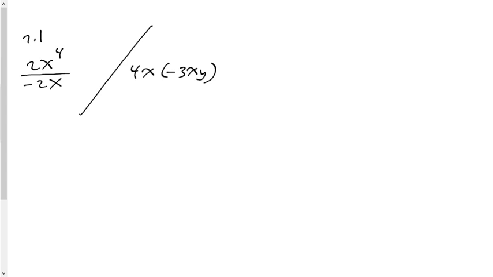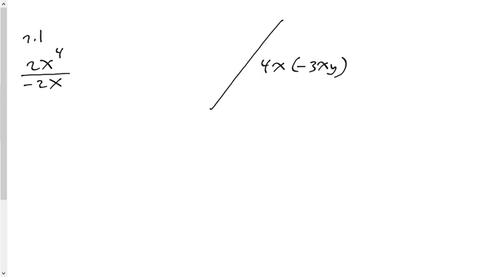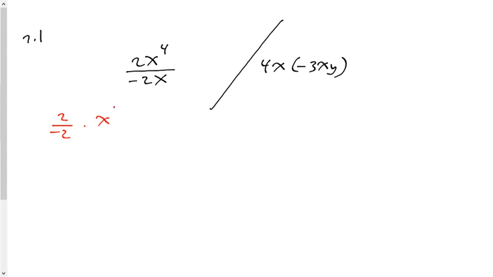7.1 asks us to do this, and since it does not give us an expectation of how to do it, remember what we want to do. We want to think of it as being this particular question right here. This is what our brains are thinking. We don't have to write that, but that's what we need to think.